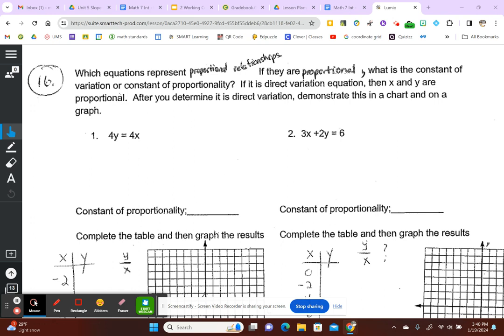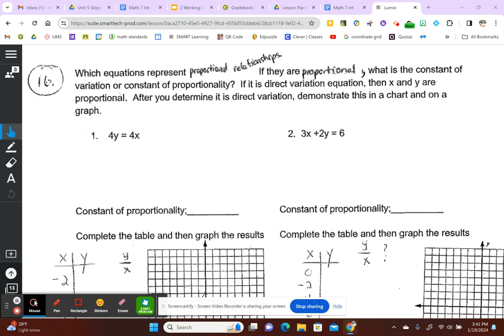So number 16 says, which equations represent proportional relationships? And if they are proportional, what is the constant of variation or the constant of proportionality? If it is a direct variation equation, then x and y are proportional. After you determine it's direct variation, demonstrate this in a chart and on a graph.